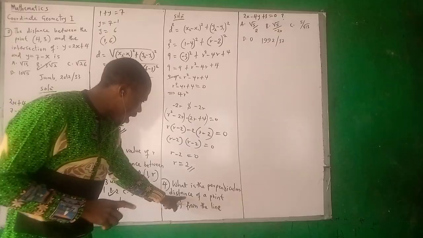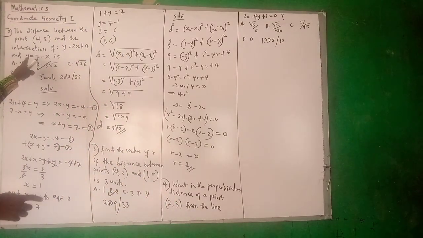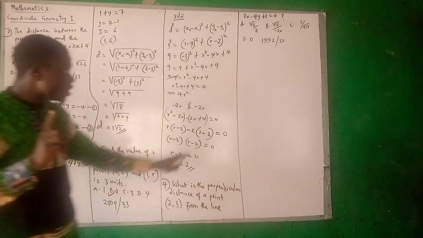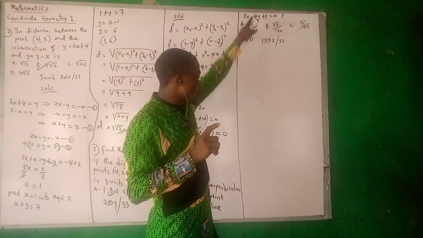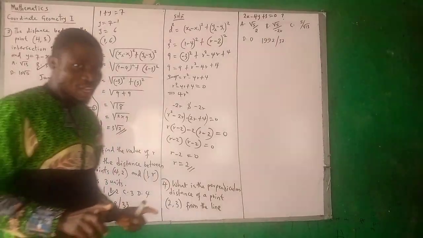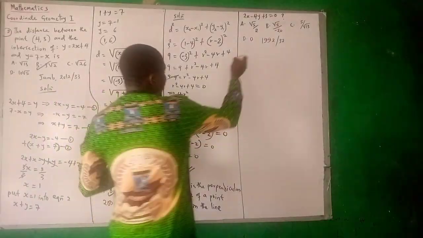Now, this question is not exactly like the previous one. That one has 2 equations, right? This one has only 1 straight line equation together with 1 point. So it's not exactly the same, and the pattern of solving differs, right? Now, let's solve this one, please.